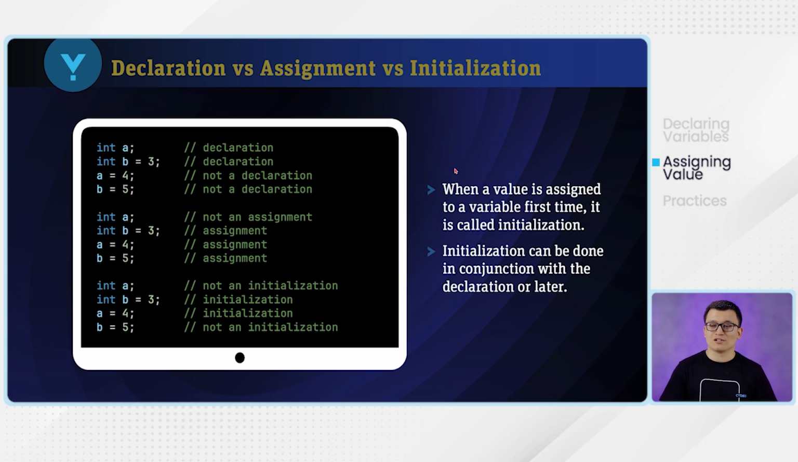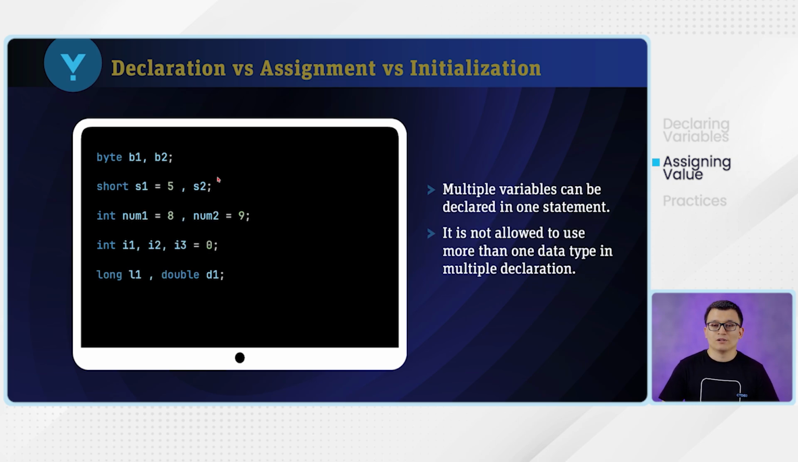And initialization. So initialization means when a value is assigned to a variable for the very first time, then it's called initialization. For example, if I just declare this variable and assign the value here, since this is the first time I am assigning a value, it's known as initialization. You could also call it assignment, yes, but if it's the first assignment of this variable, then it's known as initialization.